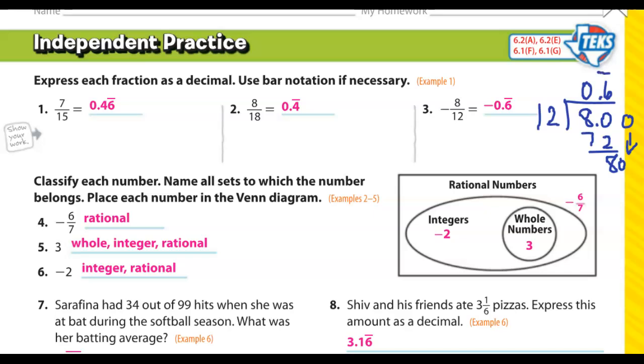Okay, so classifying each number, name all of the sets in which the number belongs. Negative fractions are only going to be rational numbers. The number 3, though, is a whole number, and it's also an integer, and it's also a rational number. This would also be a natural number, too, because it is a counting number. And negative 2 is not a whole number, but it is going to be an integer and a rational number as well.